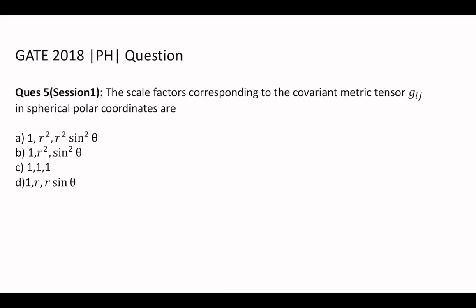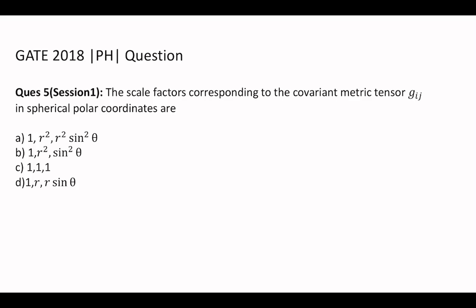Hello, so in this video we are going to solve question number 5 of GATE 2018 physics paper. The question is from the mathematical physics section. The question is: the scale factors corresponding to the covariant metric tensor Gij in spherical polar coordinates are. Therefore, in this question we have been asked what the scale factors are.